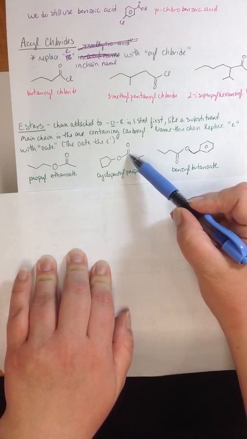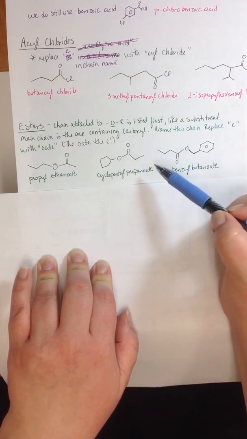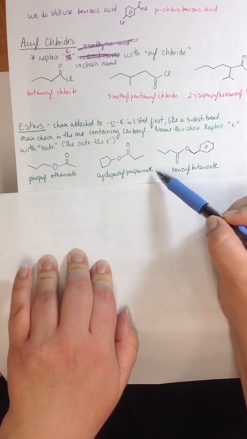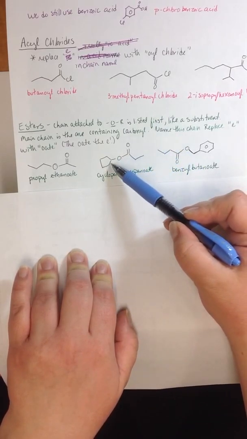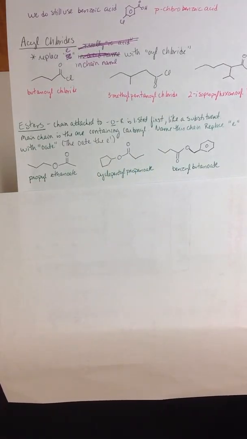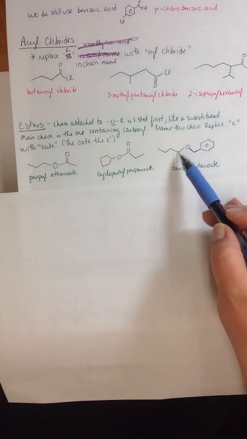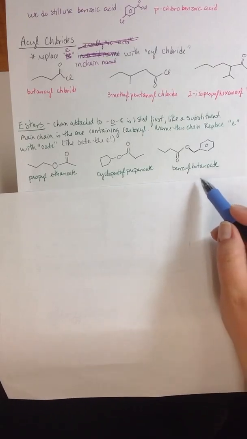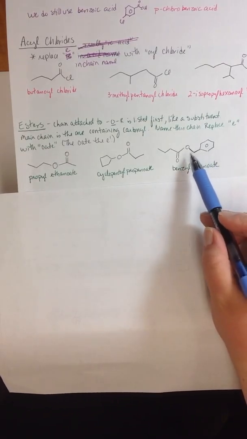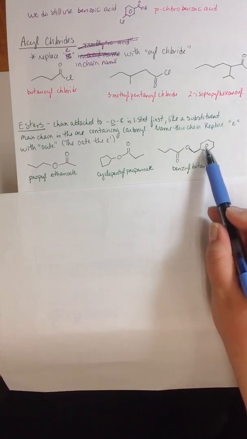Here we've got the main chain as being 1, 2, 3 carbons because that's what's contained in the carbonyl. That would be propanoate. And over here we have a cyclopentyl group. So that becomes cyclopentyl propanoate. Here we have 1, 2, 3, 4 carbons. So it will be butanoate. And the R group is now a benzyl group. So benzyl butanoate.